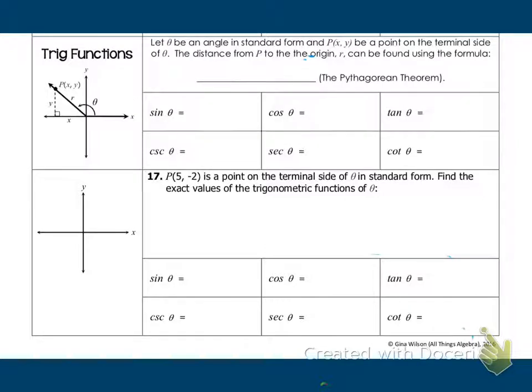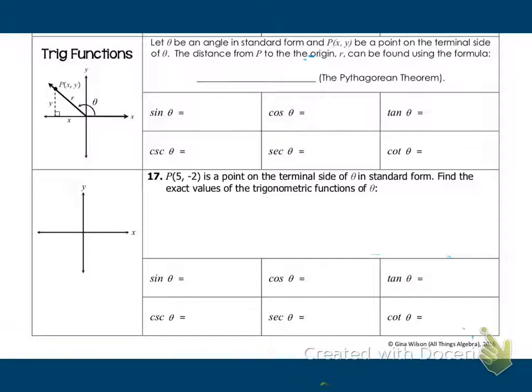So in this final part of the lesson, we're going to take a look at calculating trig ratios for a point that is located on the terminal side of one of these angles in standard form. We're going to create a right triangle with a point on the terminal side and the x-axis, where that angle theta is like the reference angle that we just learned how to find. So first of all, let theta be an angle in standard position, and P, with coordinates x, y, be a point on the terminal side of theta.